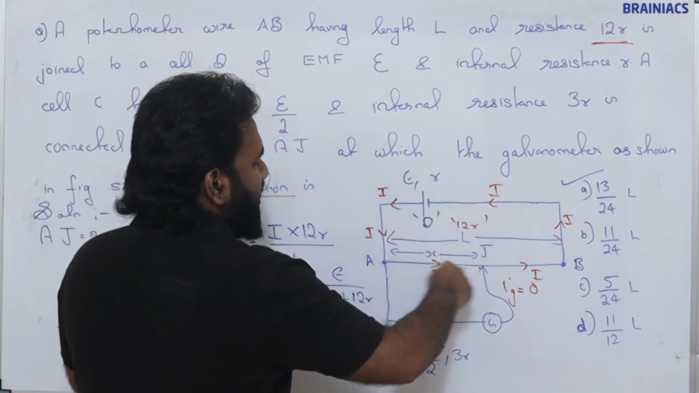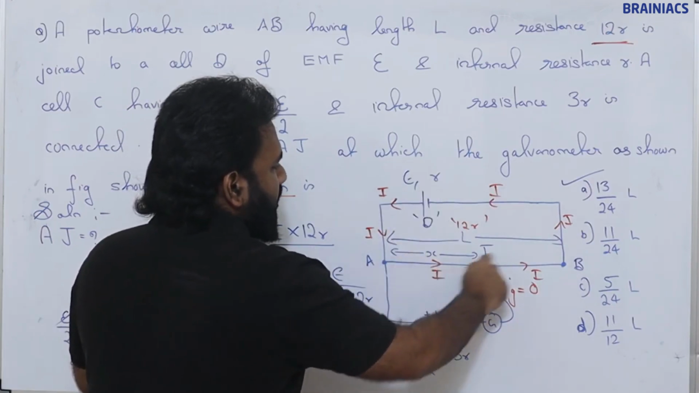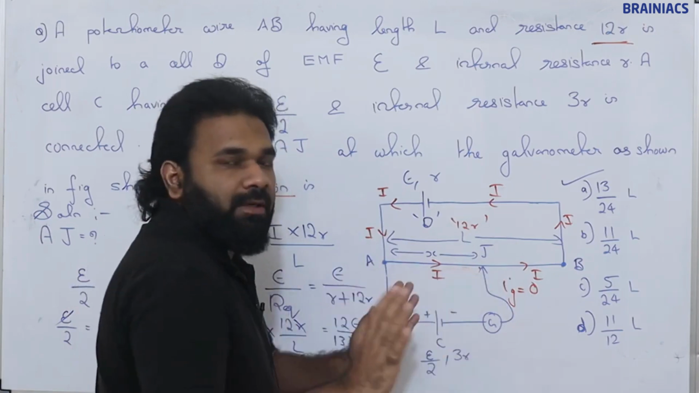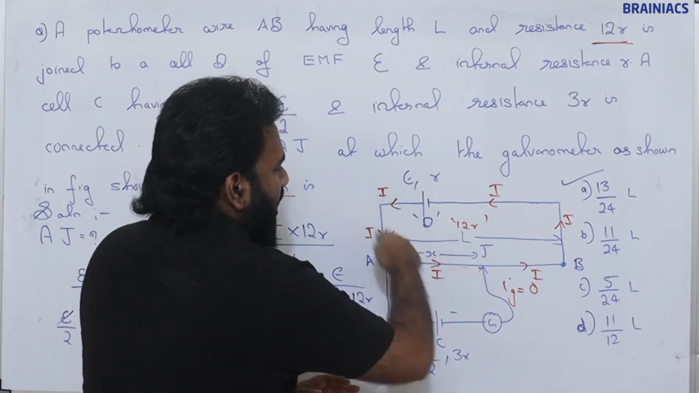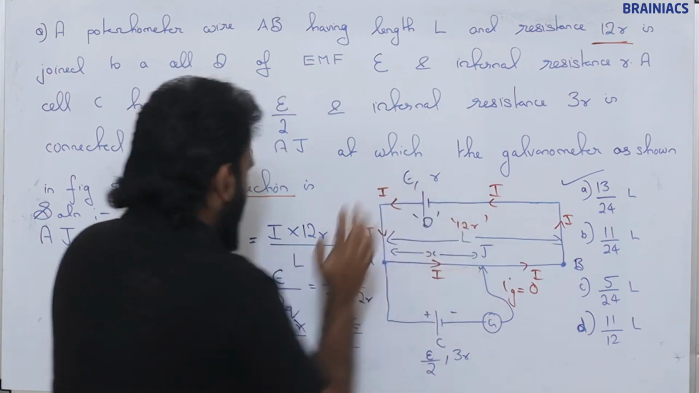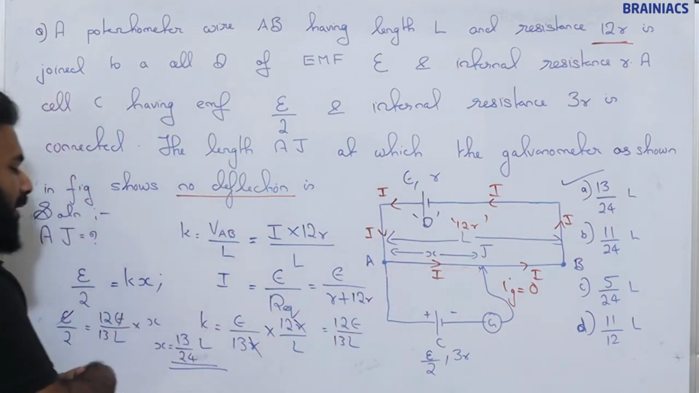This is series now. So R plus 12R. This is inactive, so no parallel, no other problem here. This is completely series. Okay, so E by R plus 12R. We got E by 13R.